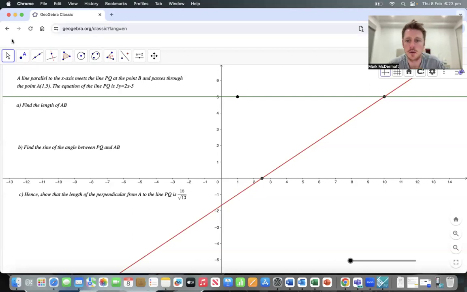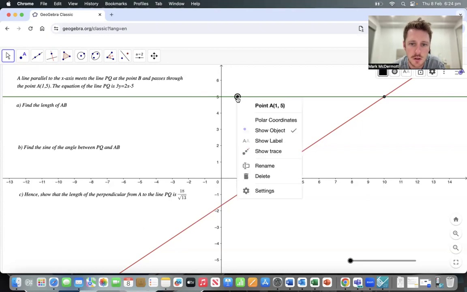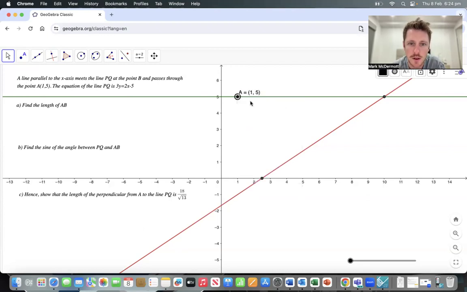Okay, so that's the first part that we need to give a go at. The red line that we've got drawn here is actually the line 3y = 2x - 5. So that red line is PQ. And if a line is parallel to the x-axis and it goes through the point (1, 5), then it must be a horizontal line at that coordinate. Which must mean that they intersect over here at some position. So this point over here must be coordinate B.